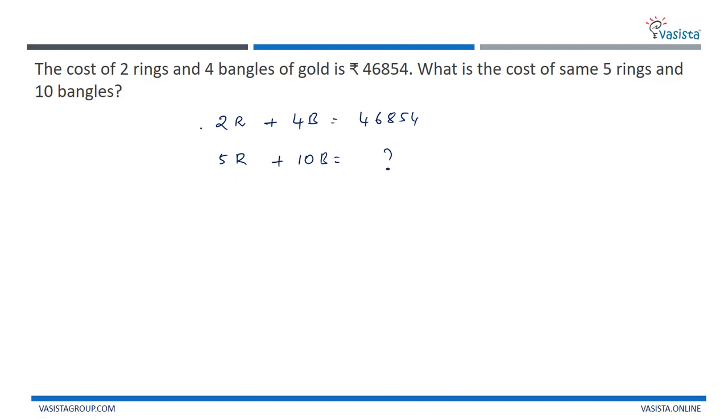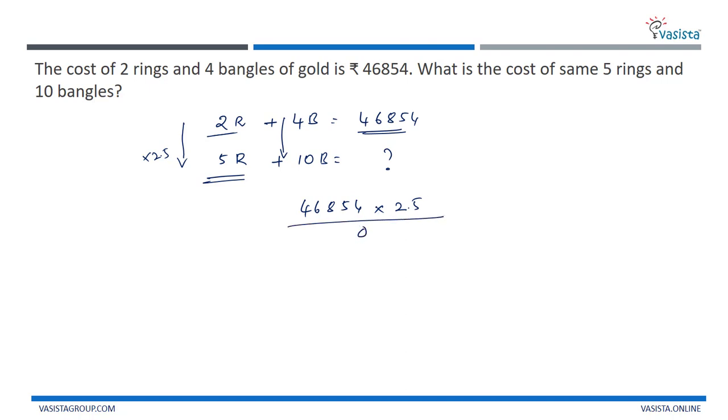Here, by observing this and this, just check out here as well as here. What happens? 2 becomes 5. That is multiplied by 2.5. 2 into 2.5 is 5. 4 into 2.5 is 10. So that's what you need to multiply this 46,854 with, that into 2.5. Just multiply, you will get the answer.